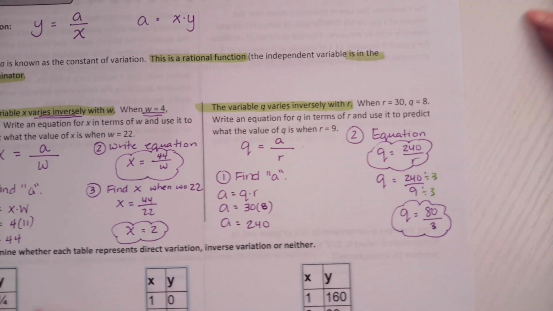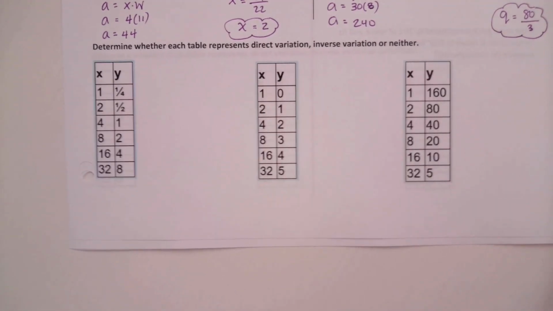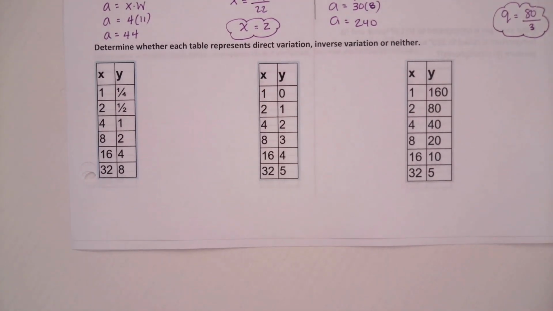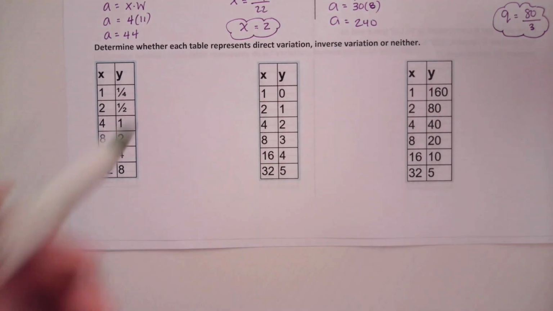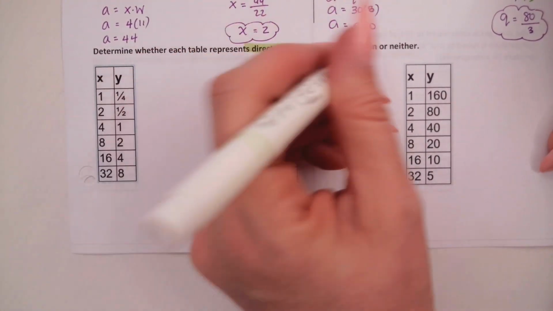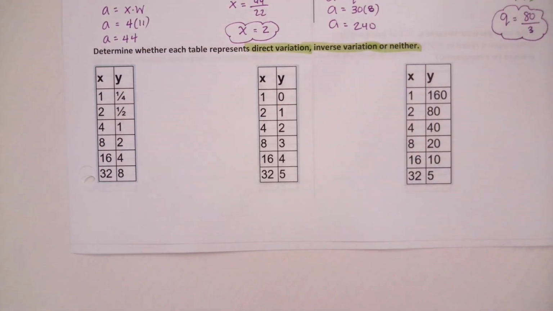All right, looking at the bottom section where we have a table. We're trying to figure out just from the table, would it show direct variation? Would it show inverse variation? Or none of the above? Because, I mean, there's still other types of functions. It could be just any other linear function that has a y-intercept.